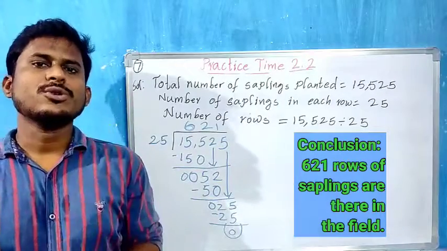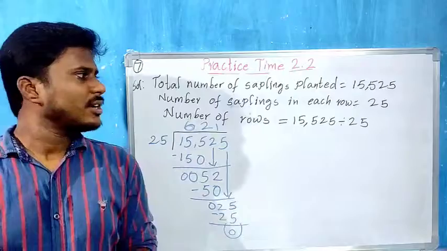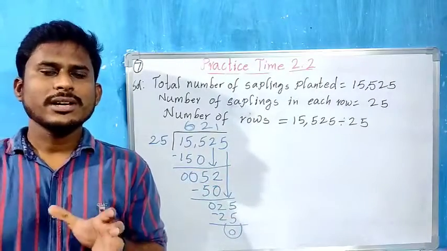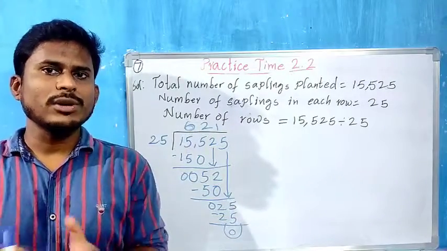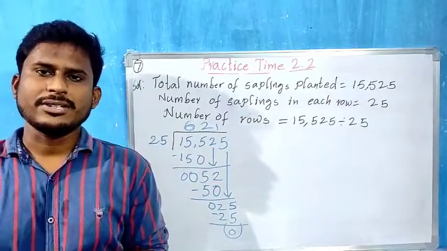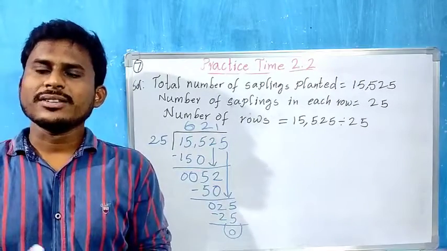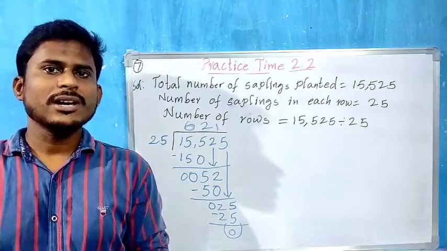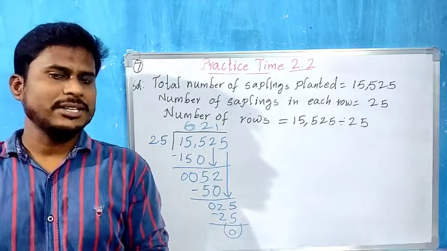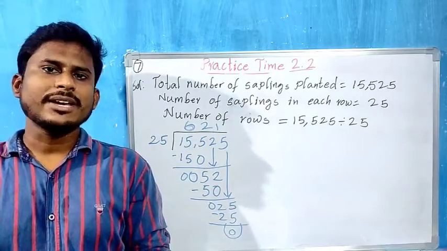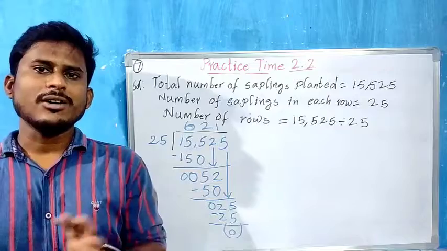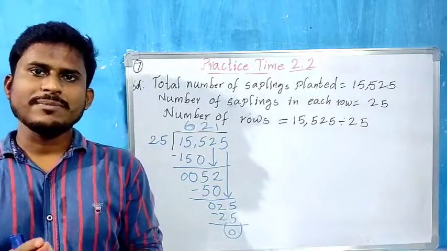In each row 25 saplings were planted. So this is how we do division, children. That is nothing but equal distribution or repeated subtraction. Today we have connected the concept of real life to the fundamental operations: addition, subtraction, multiplication and division. So we connected all these fundamental operations to real life problems.